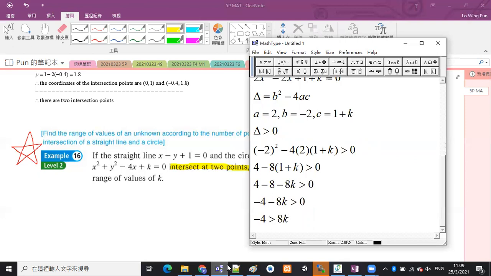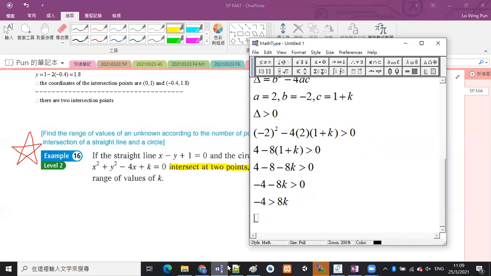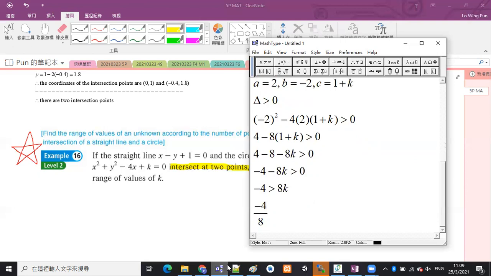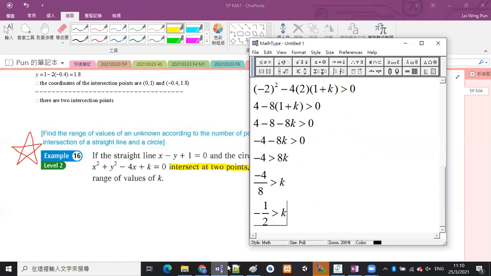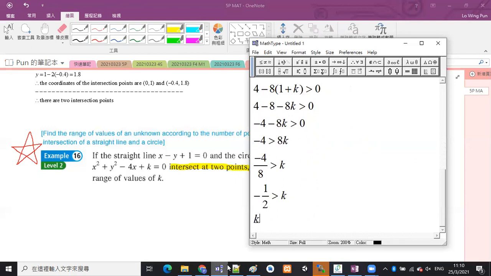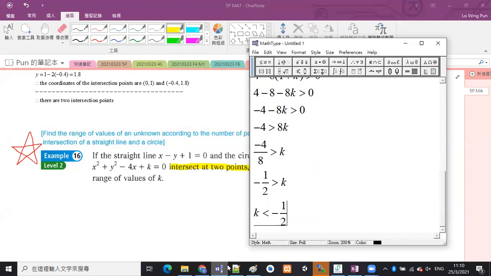And then divide the 8 to the left-hand side. We have -4 over 8 is larger than K. And do the calculation, it should be -1 over 2 larger than K. Finally, just write K on the left-hand side of the inequality. K is on the smaller side, right? Okay, so K should be less than -1 over 2. And that is the range of values of K.